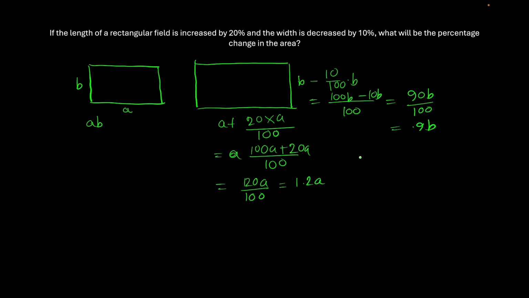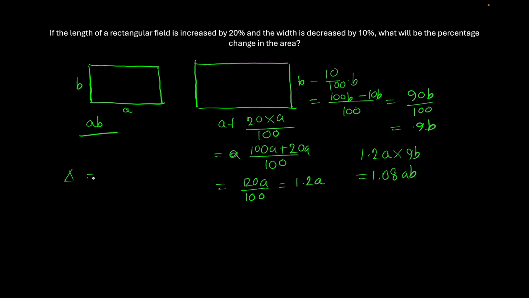So what is the new area? The new area is 1.2 into A into 0.9B, so it will be 1.08 AB. So this was our initial area and this is our new area. So we can see the area has actually increased a little bit.